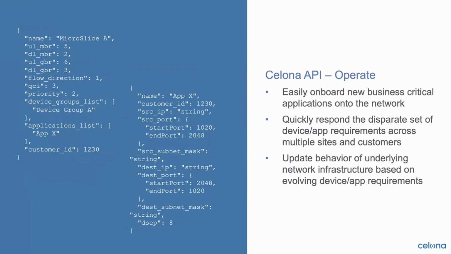The same goes for operation of the Celona infrastructure. Customers can use our APIs to automate the configuration of new devices, new device groups, new microslices for many sites. We are looking forward to seeing enterprise IT organizations and managed service providers take full advantage of this.